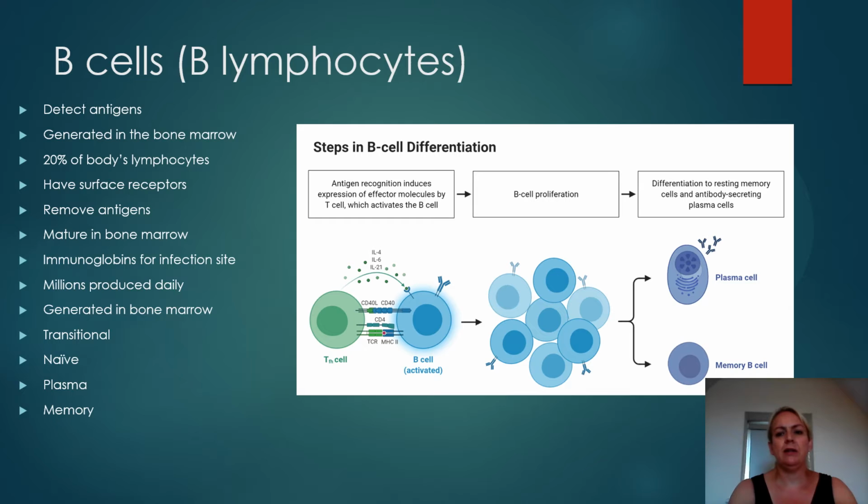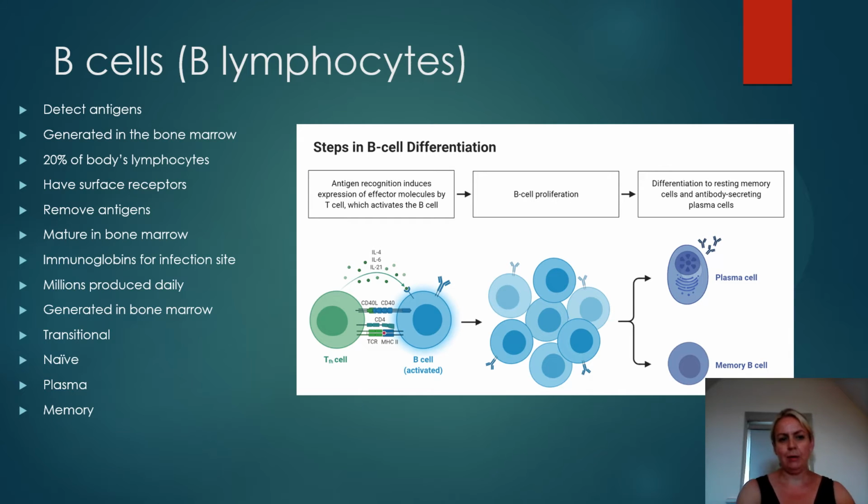B cells are part of the immune system's defence mechanism, so they detect antigens. They're generated within the bone marrow and make up 20% of the body's lymphocytes. They have surface receptors which detect whether there are foreign bodies around. They remove antigens, they mature in the bone marrow, they send immunoglobulins to the infection site. Millions of these are produced by the body daily, and they are generated also in the bone marrow.